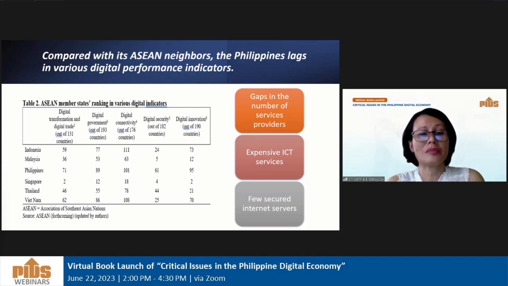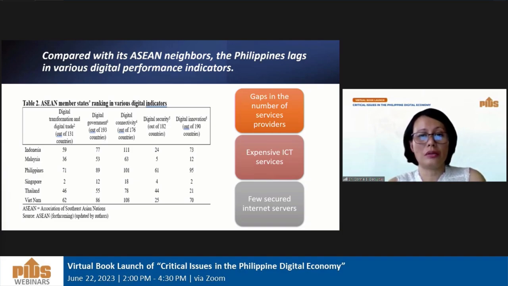In addition, we also note the following trends. The first trend would be there are gaps in the number of service providers in the country. Based on the 2019 National ICT and Household Survey, out of the 2,617 sample barangays, only 54% had telecommunication companies. Only 36% had telecommunication towers, and around 20% had no internet service providers at all. And then there are also regional disparities in the types of services availed. For example, NCR households mostly subscribe to fixed broadband, and ARMM households mostly subscribe to mobile broadband.